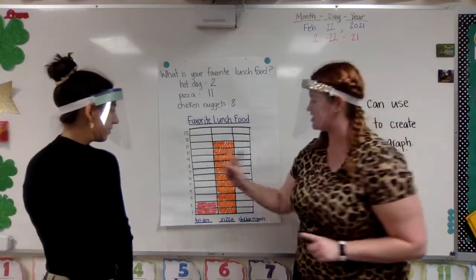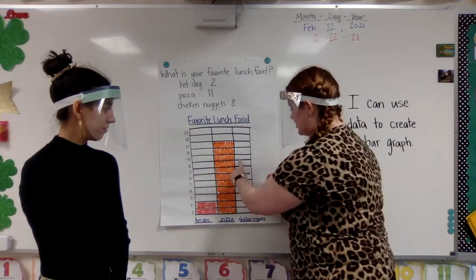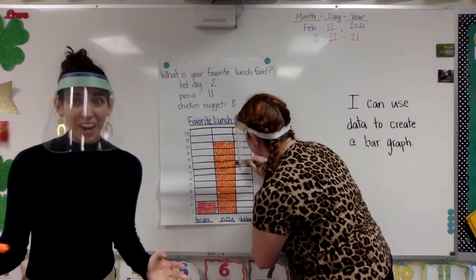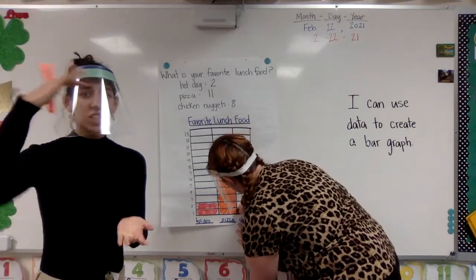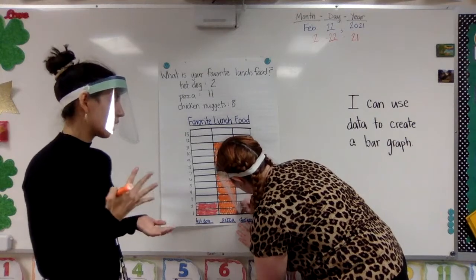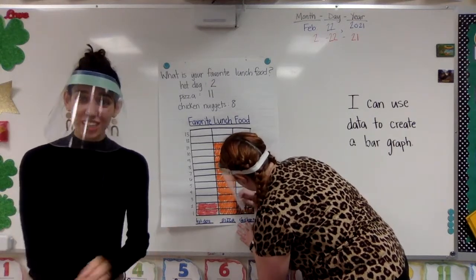I'm going to use her strategy. Here's my 8, and here's chicken nuggets. I'm going to color it in. And remember, you're not going to start at 8 and color up. It's just giving you the mark of where the top of your column should be, or the top of your bars that you're coloring in should be.